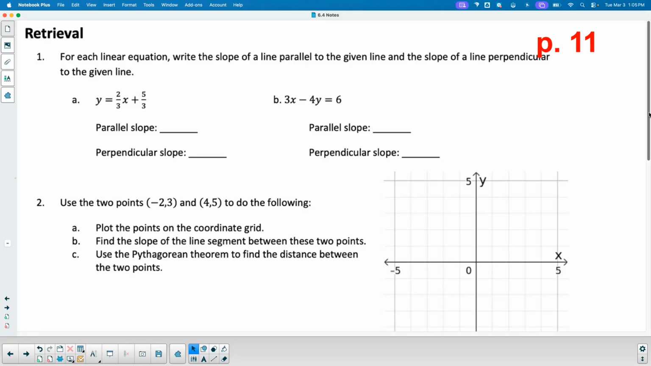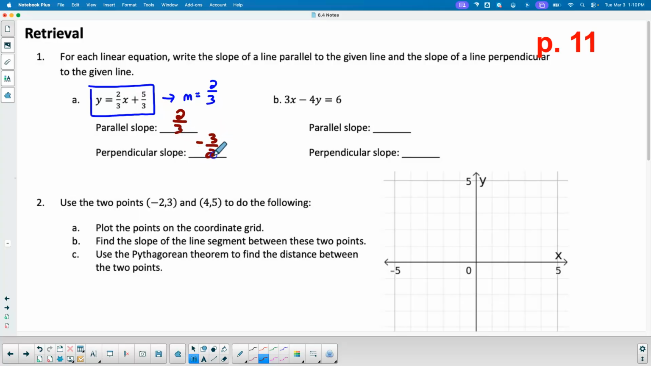So just finding me parallel slopes, perpendicular slopes, finding me those 2 points, and then find me a slope of the line segment, distance between the 2 points, all that good stuff. Go for it. Of my original line here in number 1, what is the slope of that line? 2/3. Okay. So what would my parallel slope be then? 2/3. What would my perpendicular slope be then? -3/2. Love it.